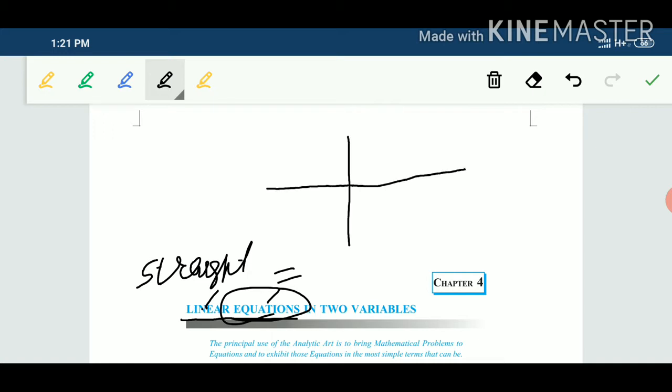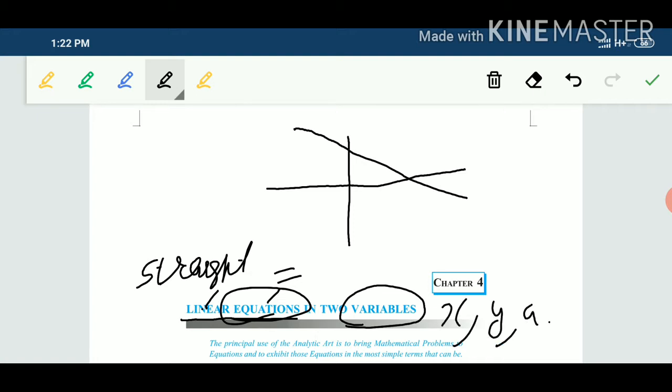When we plot that equation on the graph, it always gives us a straight line in two variables whose value is not fixed. Generally, we denote variables with the alphabets like x, y, a, b. The value of variables is not fixed.